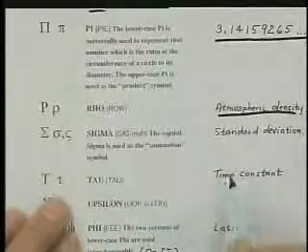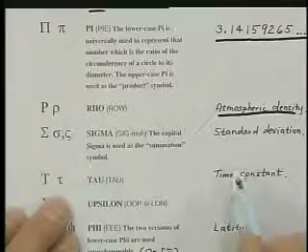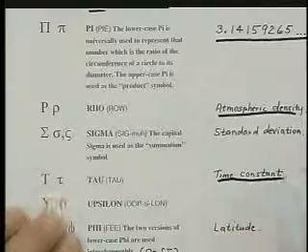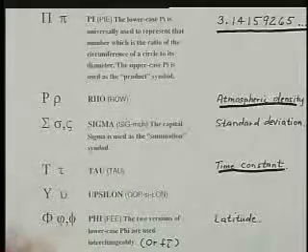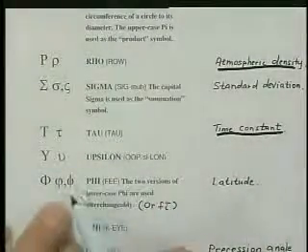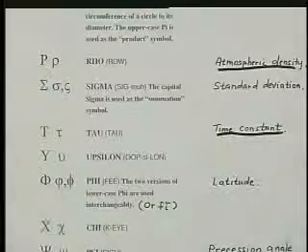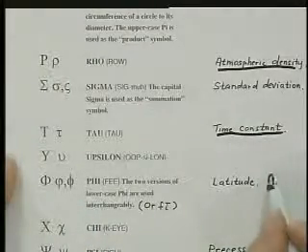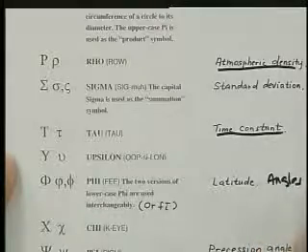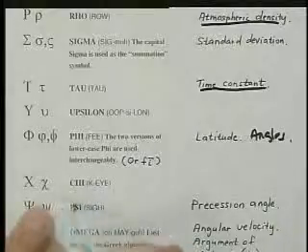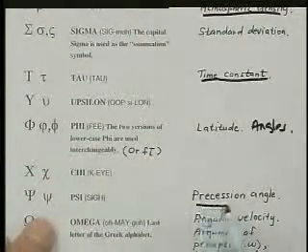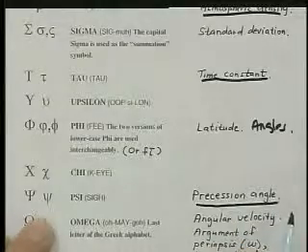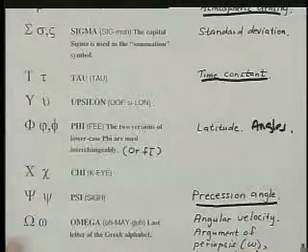Lowercase tau is used often for time constant or non-dimensional time. Upsilon we don't see used very often. And phi, used for latitude and other angles. We have chi, not often used in engineering. Psi is used for precession angles, such as the motion of a top, and for other angles.